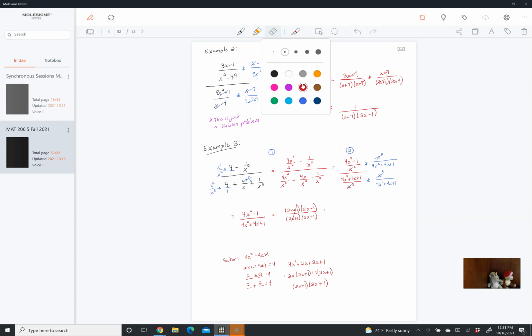The 2x plus 1's cancel. We get 2x minus 1 over 2x plus 1. And this here is our step 3. The only thing that made this a little bit more complicated was the fact that you had 3 fractions on the bottom, but their denominators were pretty straightforward. So if you have an x and an x squared, x squared is always going to be your lowest common denominator. And that's it.